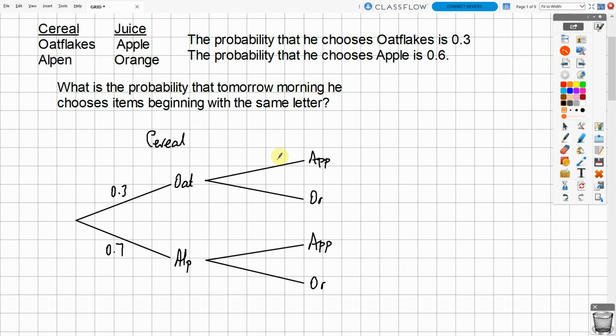We're not saying that he does this and this, because from the left, the timeline starts here, and once he's chosen a cereal, perhaps Alpen, then he's on this line towards the end. He can't go along that line anymore. So although it appears that the juice appears twice, as far as him picking some juice is concerned, it's only either from the Alpen or from the oat flakes. Now, the probability he chooses apple is 0.6, so I can fill those in. And for the same reason as described previously, the orange juice must therefore be 0.4.